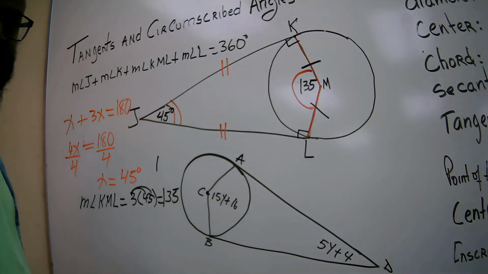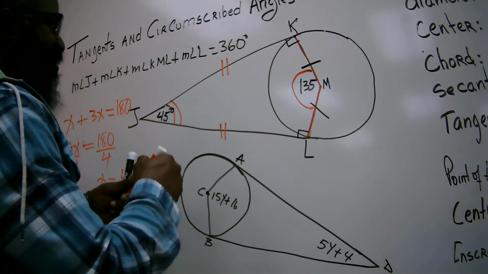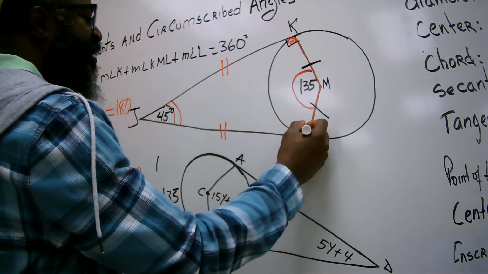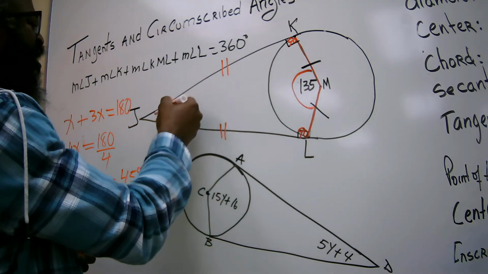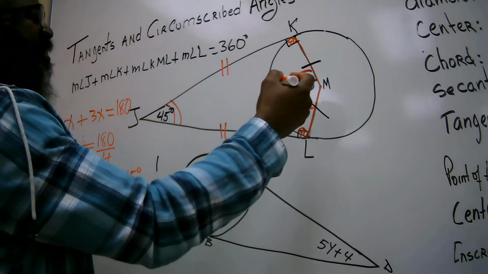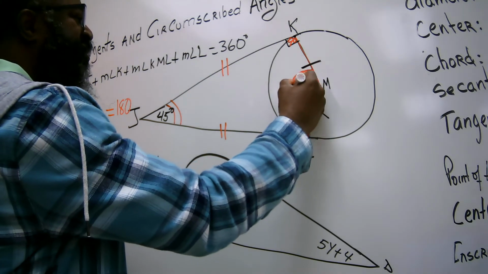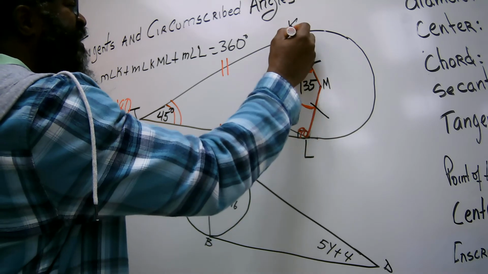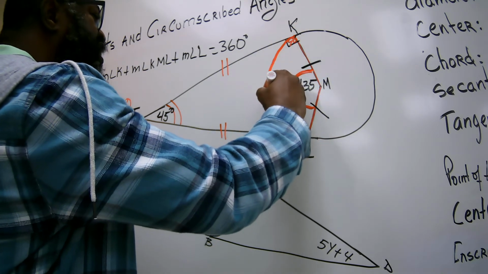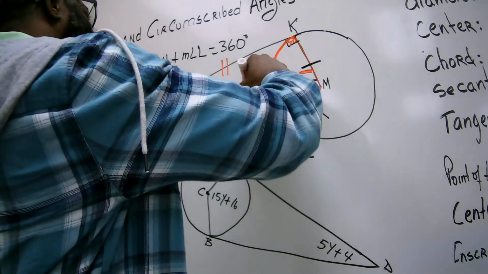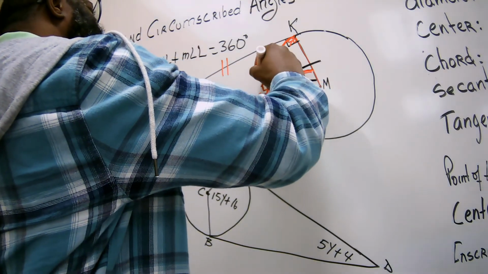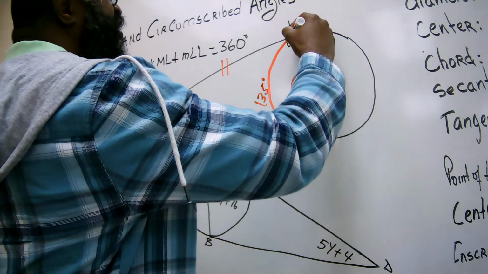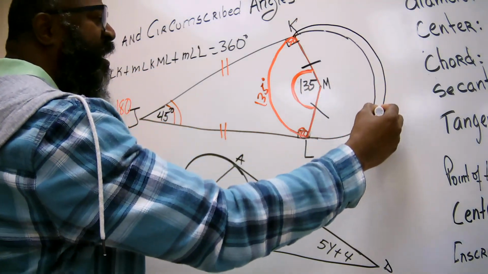Now, recall that this is 90, perpendicular, and you can see that the four angles will add up to 360. And recall that if you know the central angle, which is 135, its intercepted arc will also be 135. This also will be 135 degrees. Therefore, you will be able to know how much this other arc is.